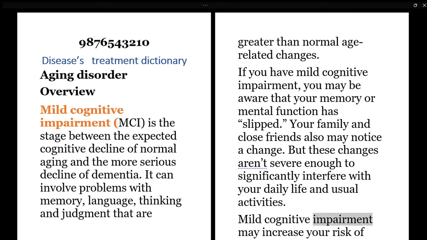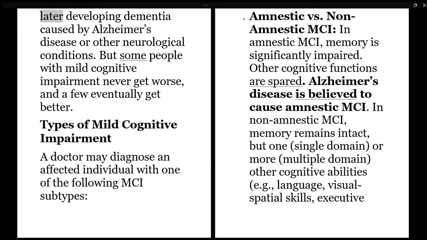Mild cognitive impairment may increase your risk of later developing dementia caused by Alzheimer's disease or other neurological conditions. But some people with mild cognitive impairment never get worse, and a few eventually get better. Types of mild cognitive impairment. A doctor may diagnose an affected individual with one of the following MCI subtypes.